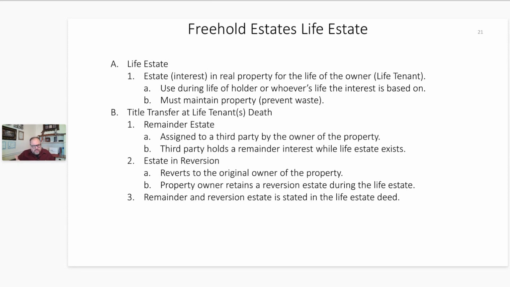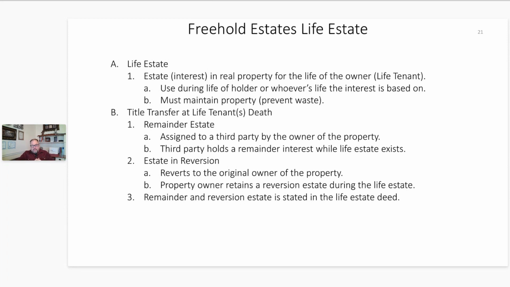A remainder estate is typically assigned to a third party, as we saw in that previous question. A third party is going to hold a remainder interest while the life estate exists. So there's someone else in line. That's called a remainder estate. An estate in reversion, or a reversionary estate, is when it's going to go back to the original owner. In other words, the life tenant expires, the property is going to go back to the original owner.